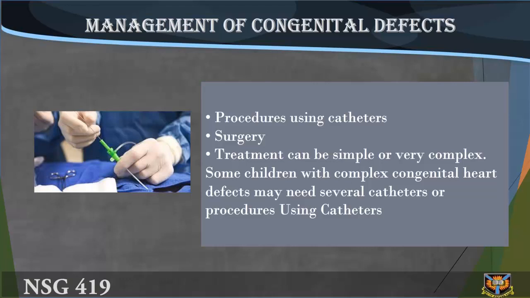Management of congenital defects: procedures using catheters to repair the defect, and surgery to repair the defect. The treatment the child receives depends on the type and severity of his or her heart defect. Other factors include the child's age, size, and general health. Treatment can be simple or very complex. Some children with complex congenital heart defects may need several catheter or surgical procedures over a period of years, or may need to take medicine for years.